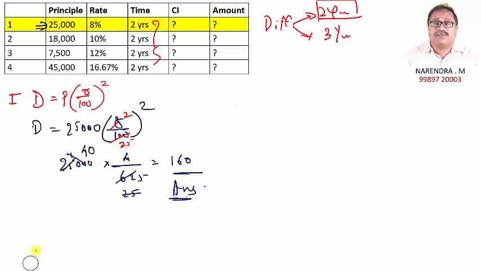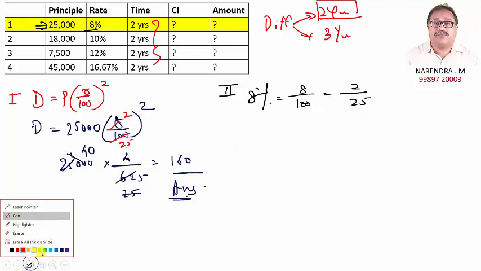Let's move on to the alternate method, and that is the fraction approach. What is the 8% fraction? 8% is nothing but 8 by 100, which is equal to 2 by 25. Now, by taking that 25 square, we generate the principal, that is, the denominator square. So what is 25 square? 25 square is 625. So 625 will be my principal.